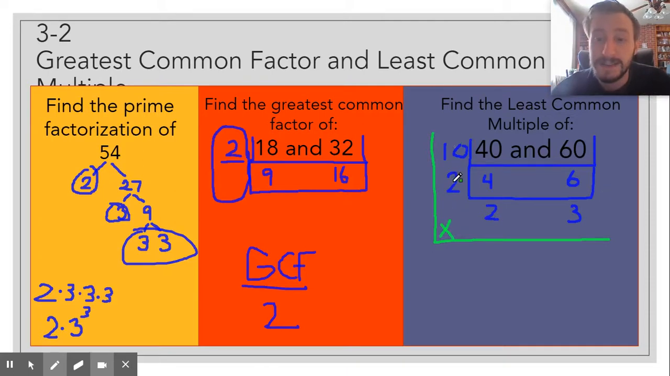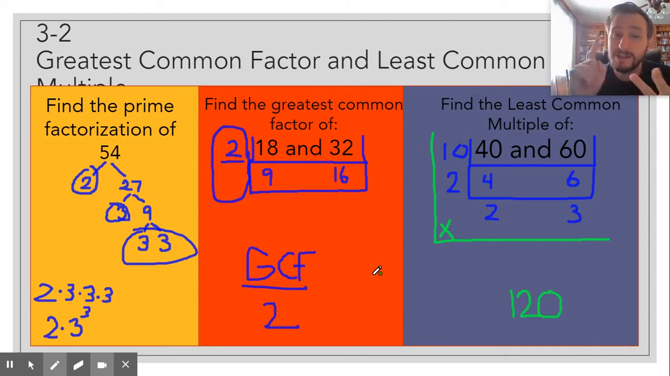So 10 times 2 is 20. 20 times 2 is 40. 40 times 3 is 120. So the least common multiple, this first smallest number that both 40 and 60 multiply up to, is 120. That is your LCM. Okay, that's it. That's all there is for 3-2. Finding the prime factorization, GCF, and the least common multiple.